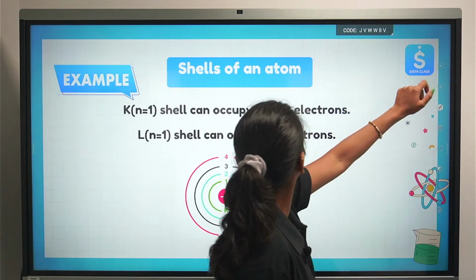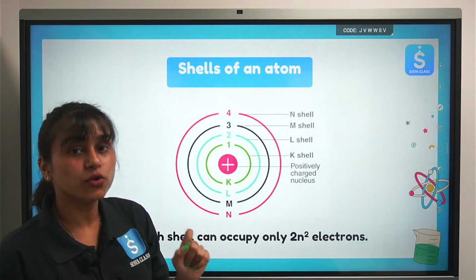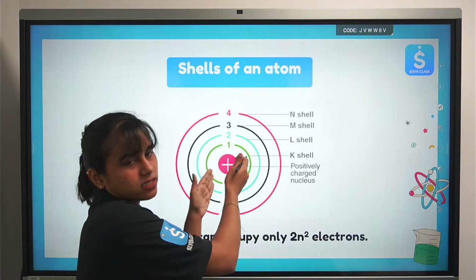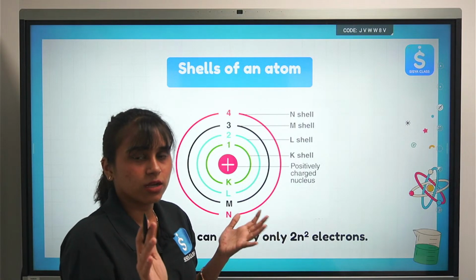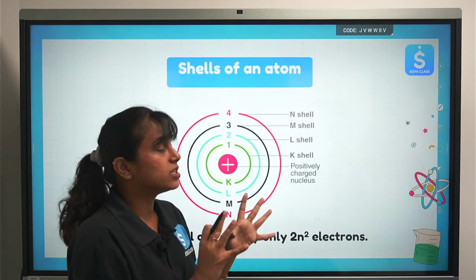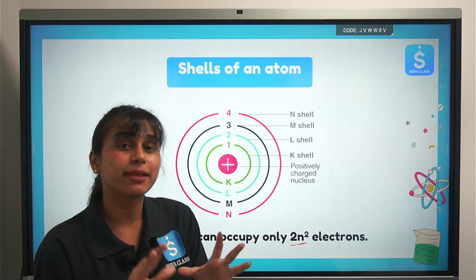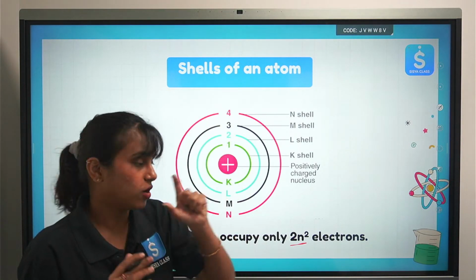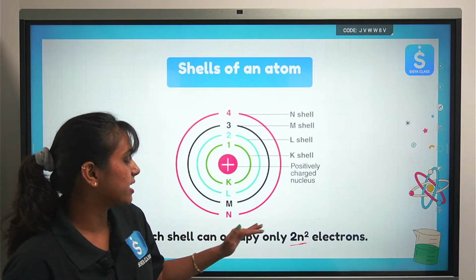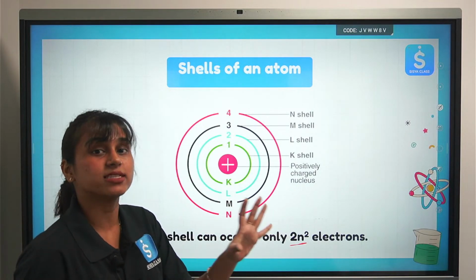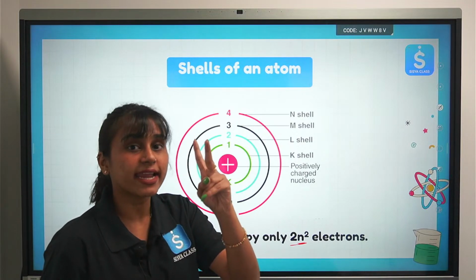There's a certain rule which we need to follow. Look at this shell. The first shell is so small. Do you think it can accommodate an infinite number of electrons? No, right? It is not possible. So there is a formula which tells us how many electrons can be occupied in one shell. That formula is 2n square. It is a very important formula. Each shell can occupy only 2n square electrons. And what is n? The number of the shell, whether it is first shell, second, third or fourth.